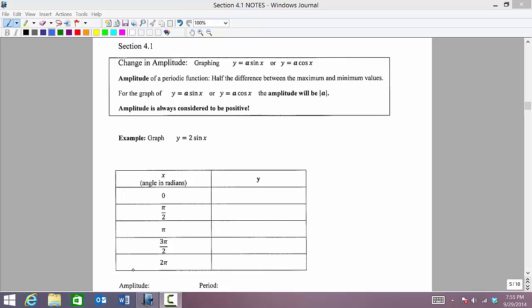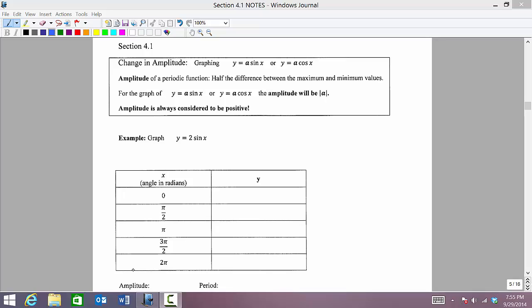There are 4 different kinds of changes that we will make to our basic graphs of sine and cosine. And one of those changes is what we call the change in amplitude. Remember, amplitude is the vertical distance from the middle of the graph to the top of our graph, and from the middle of the graph to the bottom of the graph. Another way of saying that would be it's half the difference between the maximum and the minimum values.